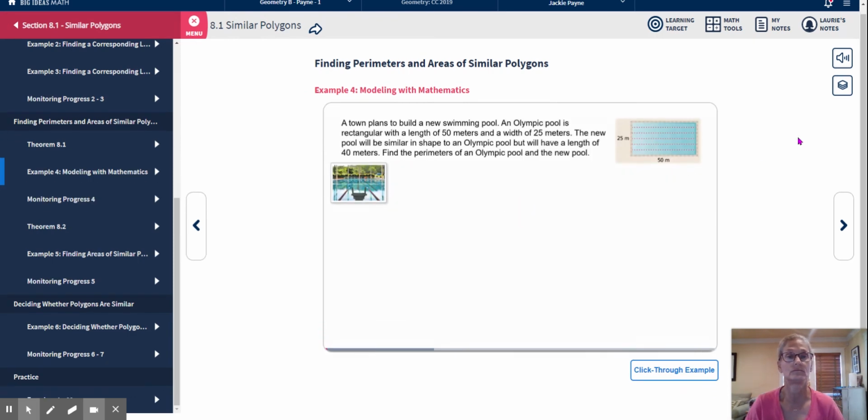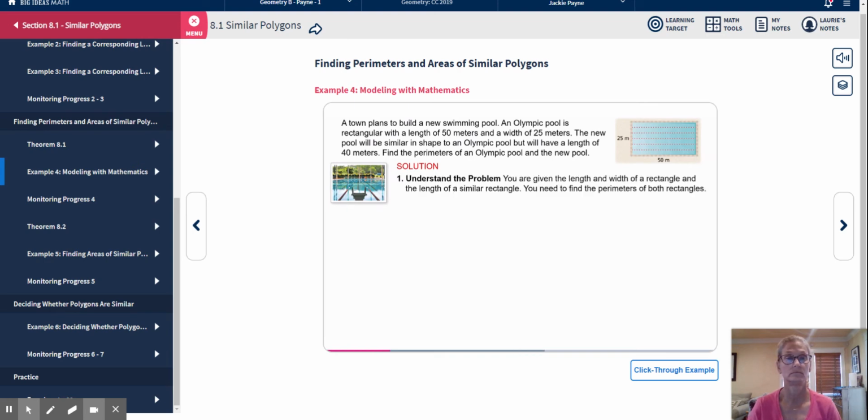A town plans to build a new swimming pool. An Olympic pool is rectangular with a length of 50 meters and a width of 25 meters. The new pool will be similar in shape to an Olympic pool but will have a length of 40 meters. Find the perimeters of an Olympic pool and the new pool. Solution. Step 1. Understand the problem. You are given the length and width of a rectangle and the length of a similar rectangle. You need to find the perimeters of both rectangles.